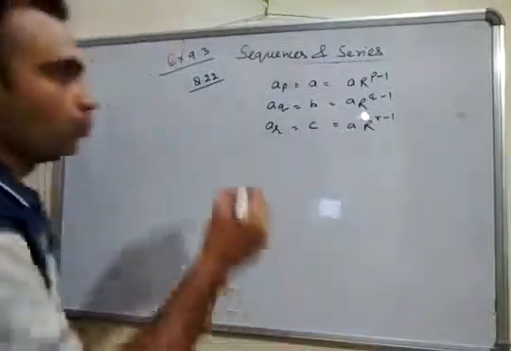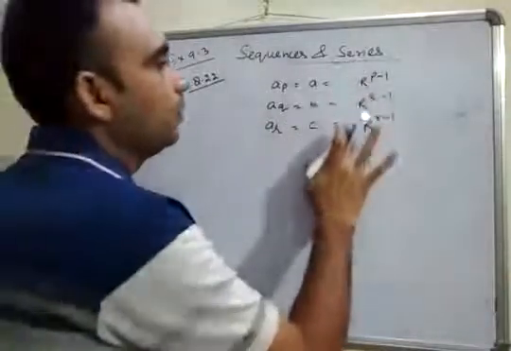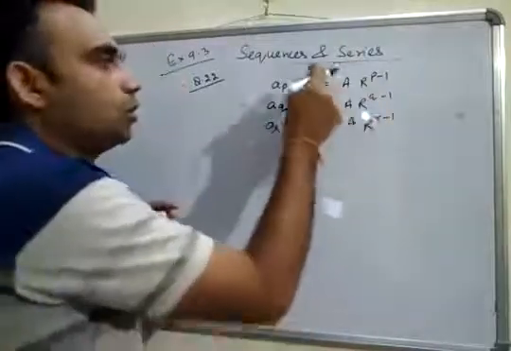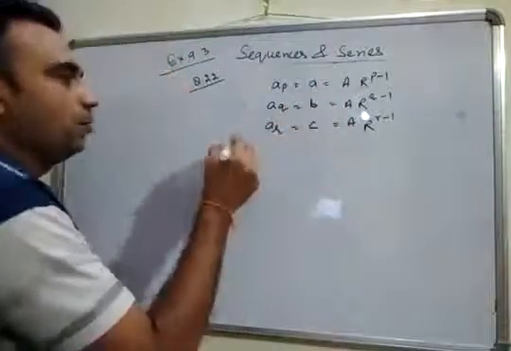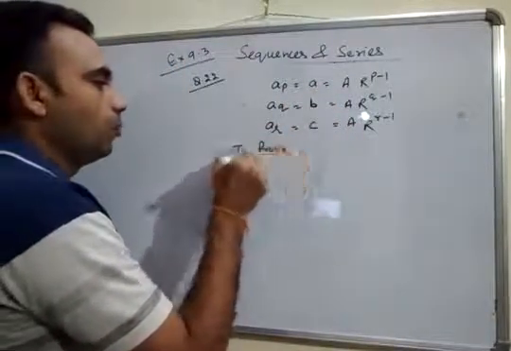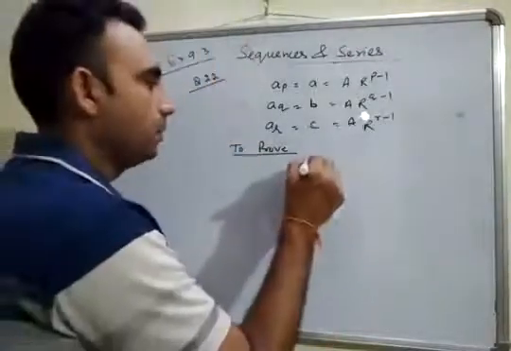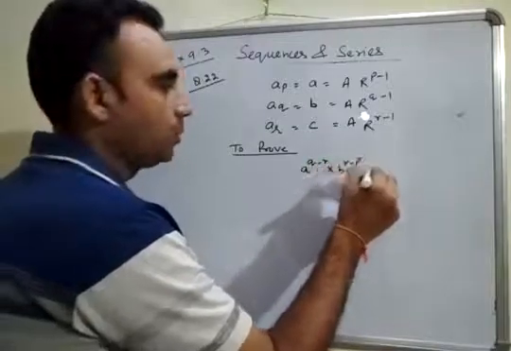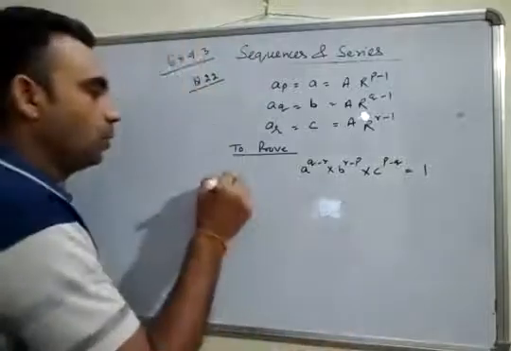Now we have to prove. What we have to prove? Let us take the first term as capital A, because small a is used as the term. So now we have to prove A to the power Q minus R into B to the power R minus P into C to the power P minus Q is equal to 1.